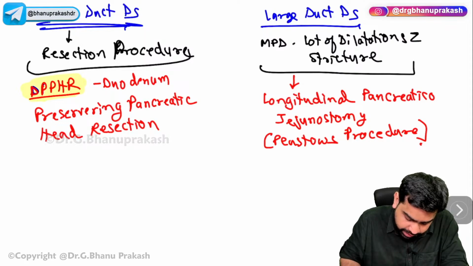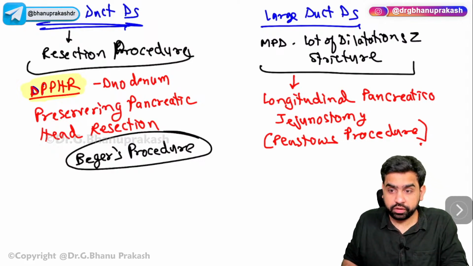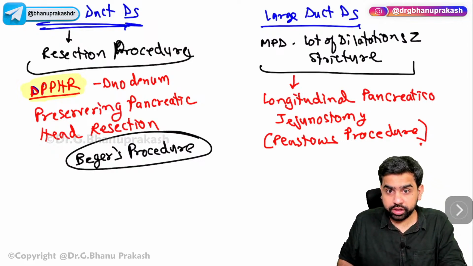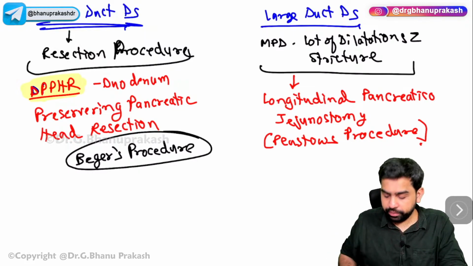So this is what is called Beger's procedure. This is what is referred to as your Beger's procedure. Do you understand my point? Duodenum preserving pancreatic head resection. This is what is referred to as your Beger's procedure.